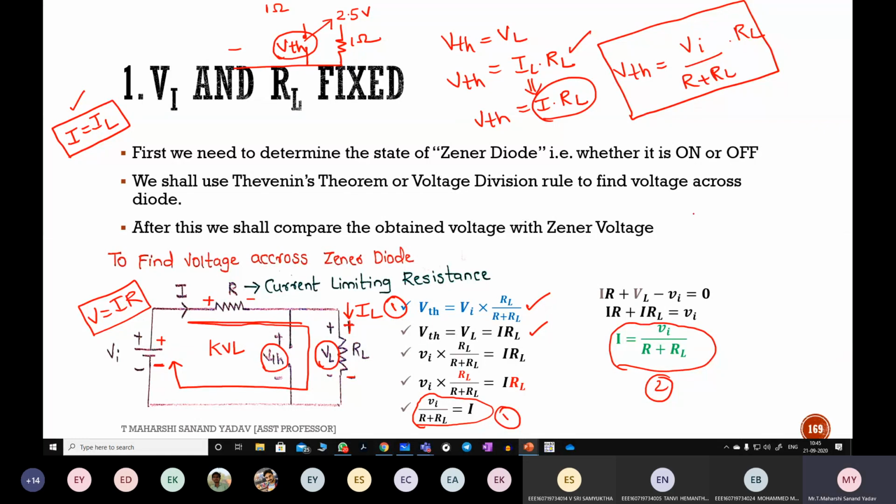Simply, I found VTH by using the voltage division rule, or else you can go with KVL. So first you will get the value of current. Next you can substitute it within VTH. However, this VTH is equivalent to VL. So that you will get both the answers, for current as well as voltage VTH.